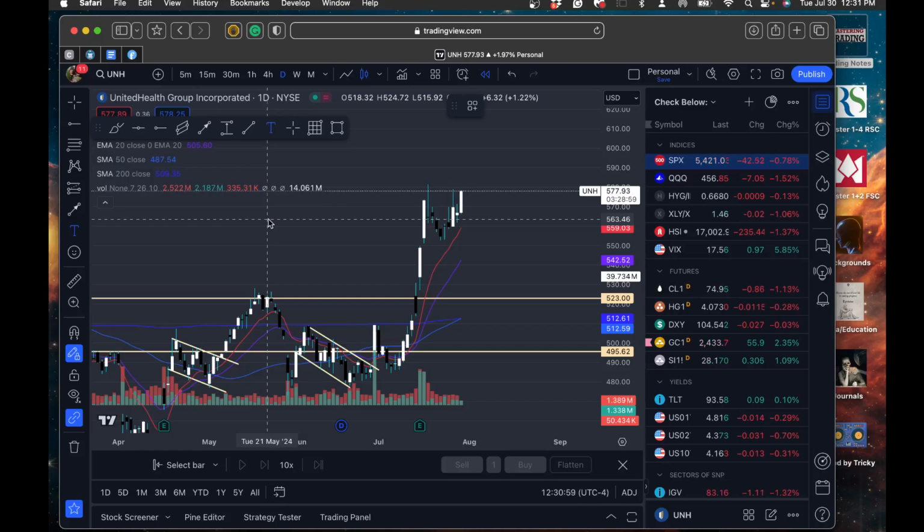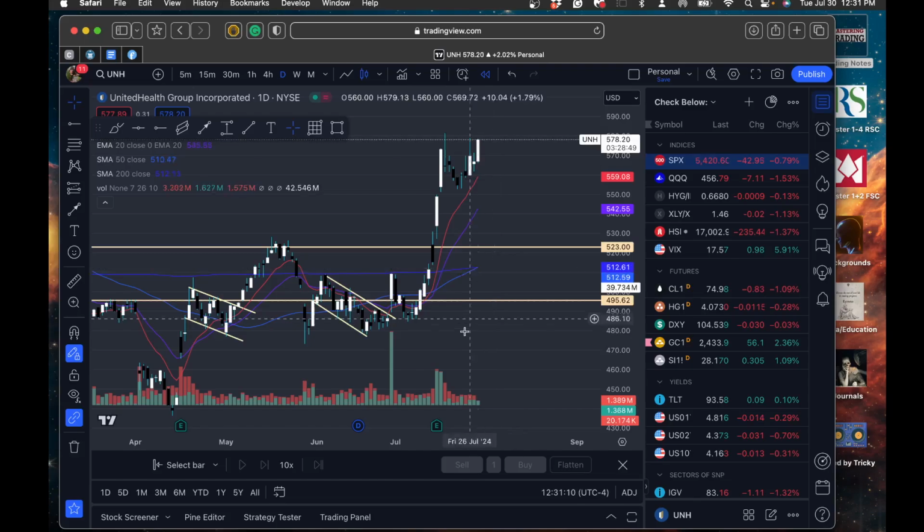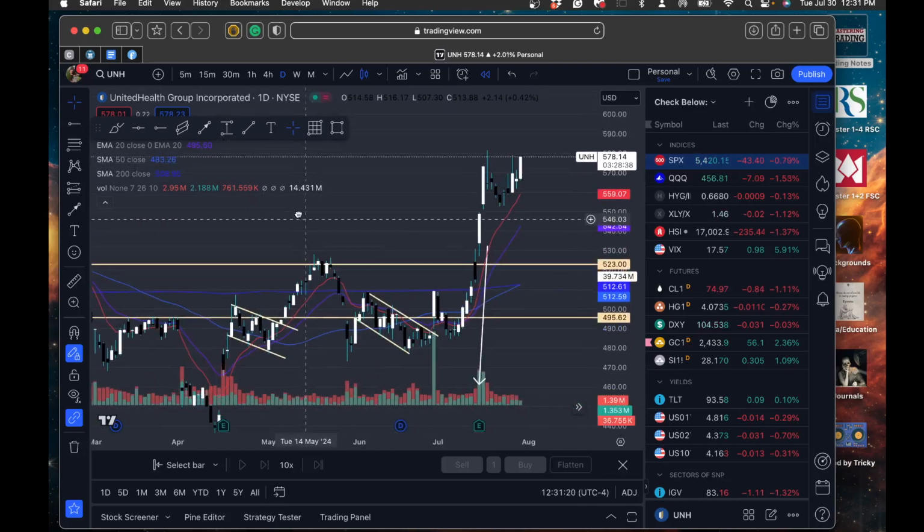Well, first off, it's called the power earning setup, so we need a powerful earnings. So what do we see here? We see straight up candles breaking through prior resistance or supply, kind of creating local highs.